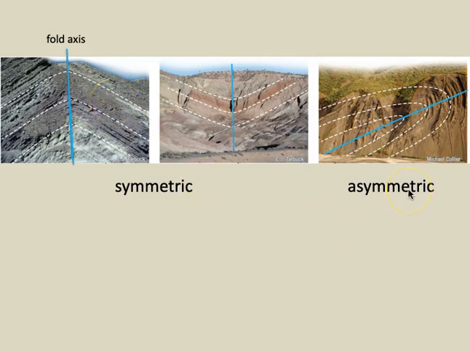On the other hand, we can have asymmetric folds. This occurs when the fold axis itself has been tilted from vertical, and now the limbs of the fold on opposite sides are not tilted in the same way.